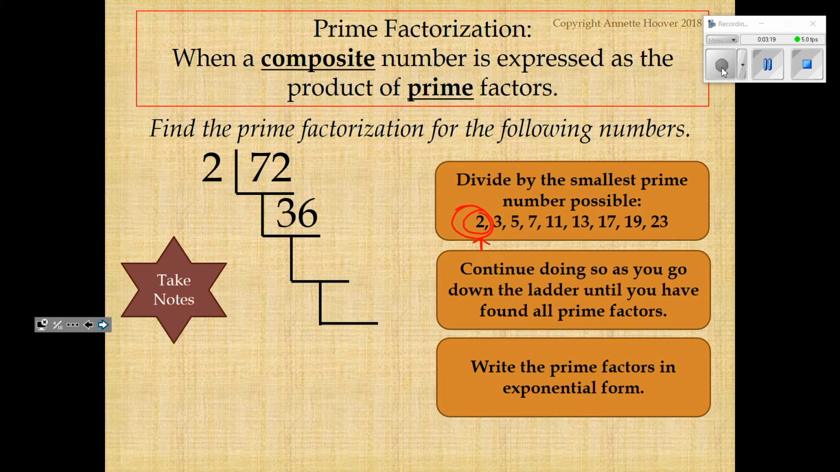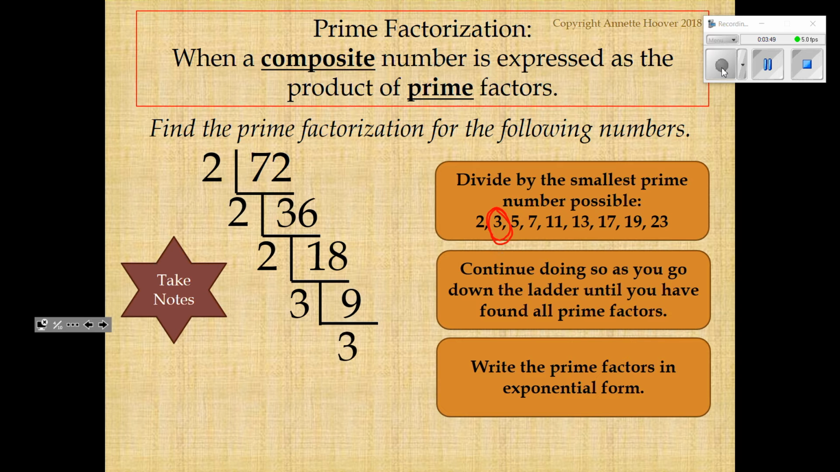36 is an even number. It is divisible by 2. 36 divided by 2 is 18. 18 is also an even number. It's divisible by 2. That would be 9. Here's the first number we've come across that's not an even number, so it's not divisible by 2. So when it's not divisible by 2, you go to the next prime number, which is 3, and ask yourself, is it divisible by 3? Sure enough, 9 is divisible by 3, and 9 divided by 3 is 3.